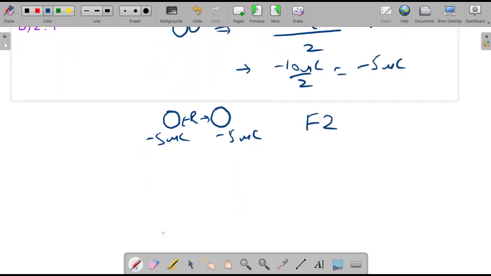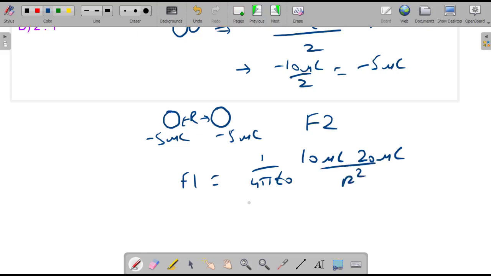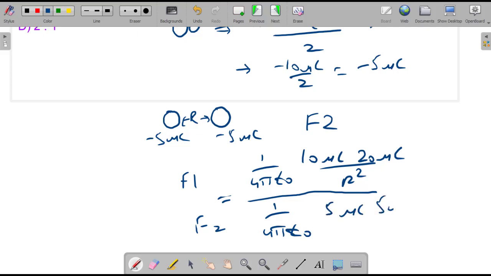So first of all, what is F1? F1 is 1 upon 4 pi epsilon 0, Q1 is 10 microcoulomb, we are just ignoring the negative sign, Q1 Q2 upon r square. And what is F2? F2 is actually 1 upon 4 pi epsilon 0, 5 microcoulomb into 5 microcoulomb upon r square.